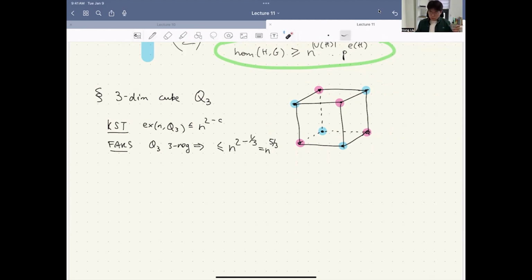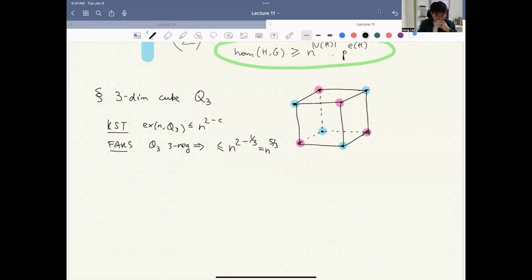Notice that Q3 is 3-regular but does not have K33 as a subgraph. So remember, there's this conjecture by Conlon and Lee saying that for any bipartite graph, if it does not contain K33 as a subgraph and it has degree bounded by 3 on one side, then we should do strictly better, polynomially, than this bound n to the 5/3. And the 3-dimensional cube is a positive instance of their conjecture. We're going to do a bound that's polynomially better than this.